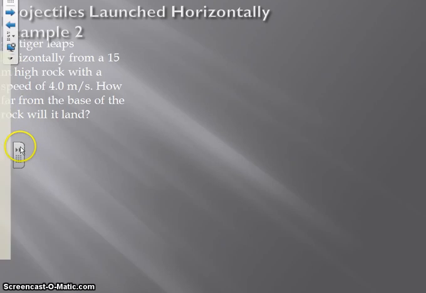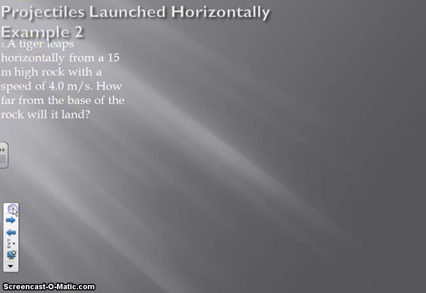So I'm going to take a pen from here and then put that away. All right, and we're supposed to figure out, so this is 15 meters high. 15 meters high is going up and down this way. So this is going to be distance in y. And a speed of 4 meters per second. It was launched horizontally, so that tells me my initial velocity is in x. And we're supposed to figure out how far from the base of the rock.